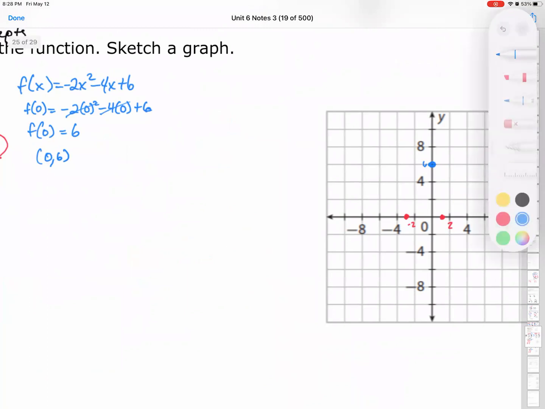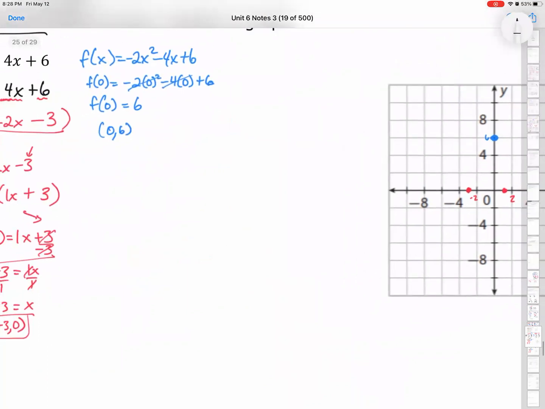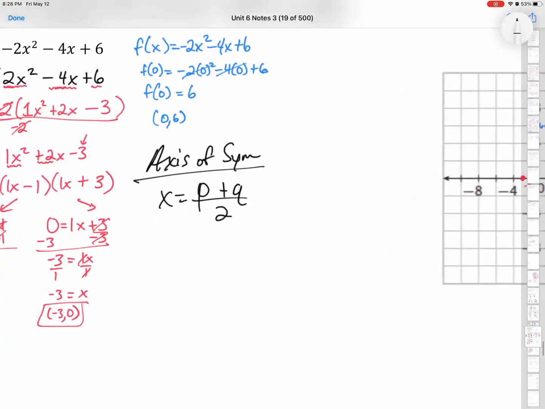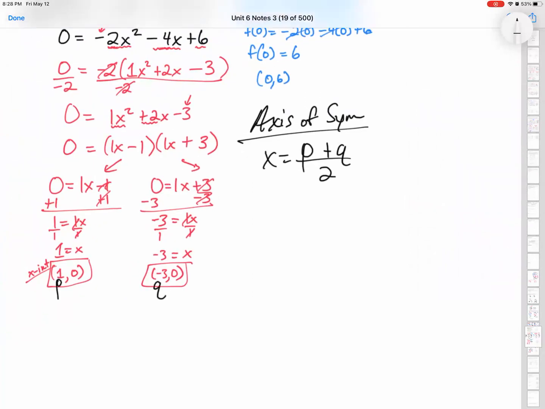And now let's go ahead and find our axis of symmetry. This is where we take our p and q, x equals p plus q divided by 2. And so our p and q are those values. So we end up with x equals 1 plus negative 3 divided by 2. And so then that gives us negative 2 on top divided by 2, which is negative 1.